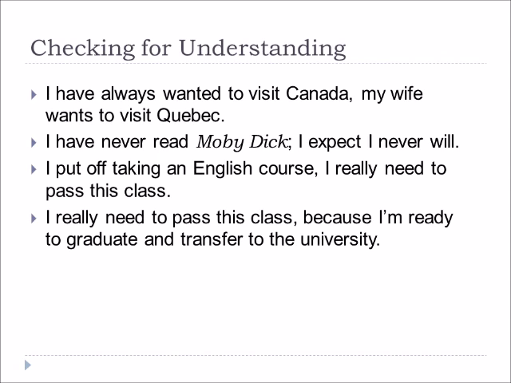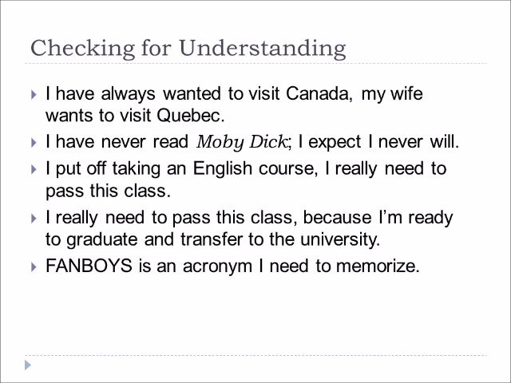Try one more. Fanboys is an acronym I need to memorize. If you have not already memorized it, memorize it quickly. Fanboys is an acronym using the first letters of each of the 7 coordinating conjunctions: for, and, nor, but, or, yet, and so. Fanboys is important because then you know whether you need a comma or not.